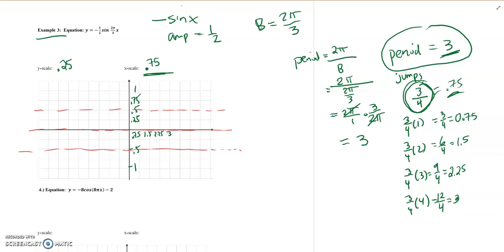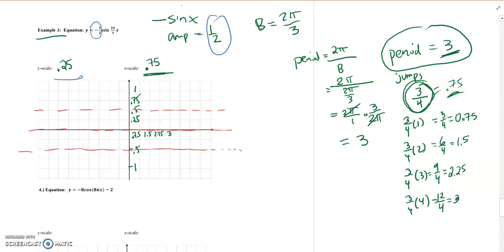We have taken our tick marks and put them on the graph, and because our amplitude was 1/2, we made our y-scale a quarter, and so we have done our maximum line at 0.5 and our minimum line at -0.5. And this is a negative sine graph.